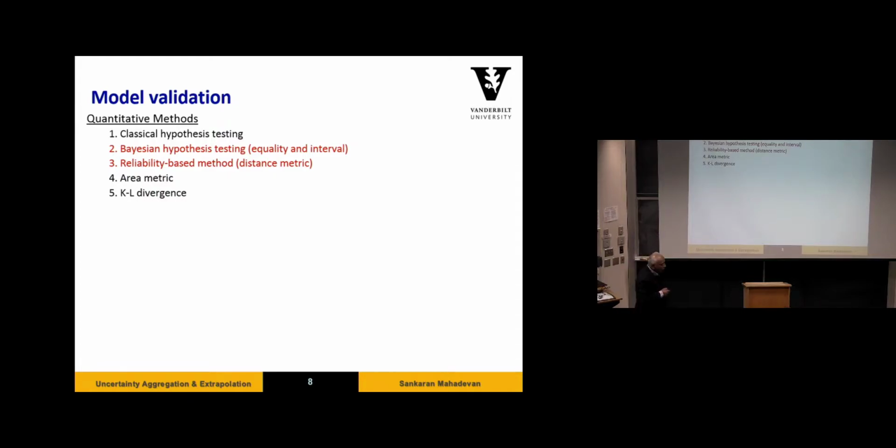There are many quantitative methods that have been proposed for assessing the validity of models, such as based on classical hypothesis testing or Bayesian hypothesis testing, basically where you compute the likelihood ratio. And those hypotheses can be formulated as equality or inequality hypotheses or interval hypotheses. Then there is a reliability-based method, which is basically a distance metric that we work on at Vanderbilt. There are also other methods such as area metric and, of course, Kullback-Leibler divergence, which assesses the information gain. In particular, I have interest in these two techniques, 2 and 3, because the model validation result tends to be a probabilistic measure, which I can more readily use in uncertainty aggregation as opposed to some of the other techniques.